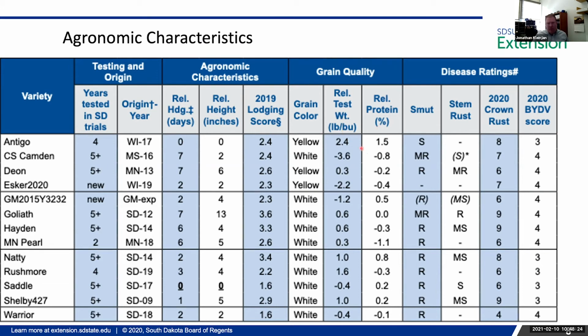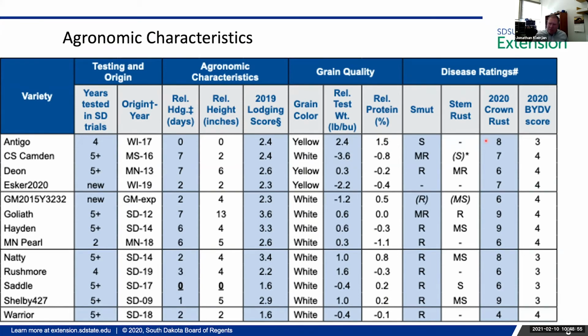So you can see here, CS Camden is 3.6 bushels below the trial average of test weight. Camden has very low test weight. I think one of the better ones is going to be Rushmore, Melanie's newest one, which is 1.6 pounds per bushel above the trial average. And then you can look at protein here too. Protein's probably not as important a consideration in oats as in spring wheat or winter wheat, but test weight's a very important one. And then we have disease ratings over here on the right.